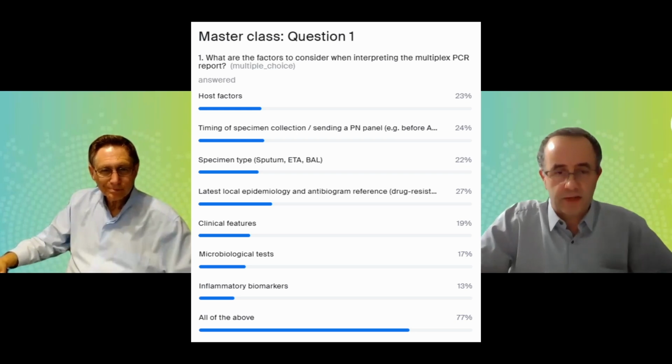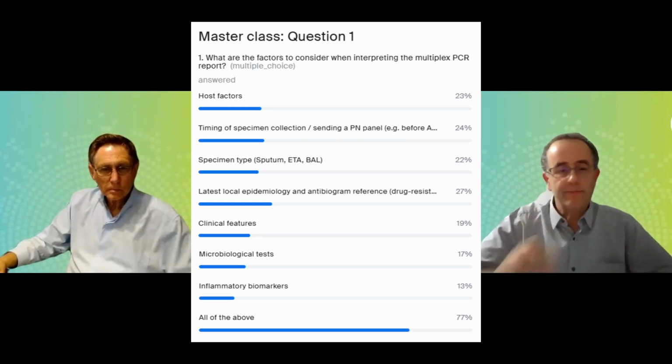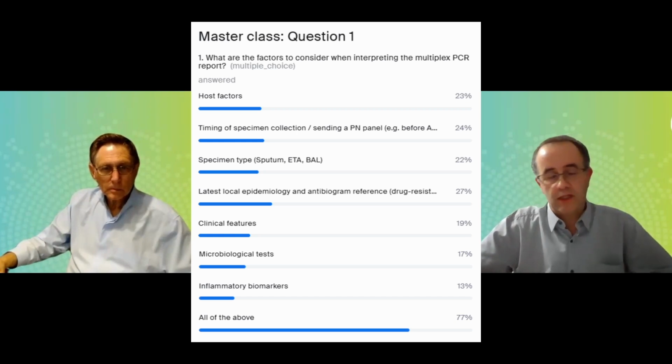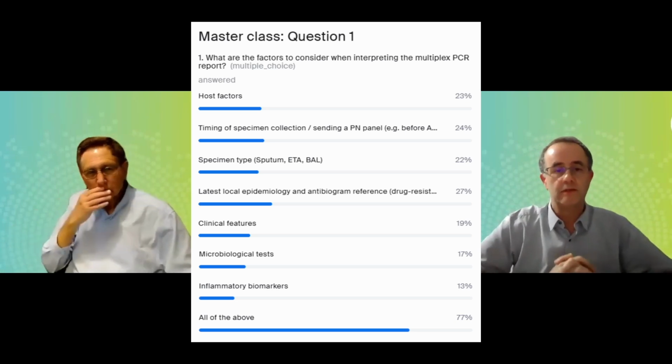The first one is host factors. Second one, timing of specimen collection, especially in relation to antibiotic or antimicrobial prescription, administration. The third one, specimen type, if you are dealing with sputum, endotracheal aspirate or bronchoalveolar lavage. Latest local epidemiology and antibiogram reference, clinical feature, microbiological test, inflammatory biomarkers, or you consider that all the factors listed here are all important. So I give you 30 seconds to give your reply, and then we will look at the results.